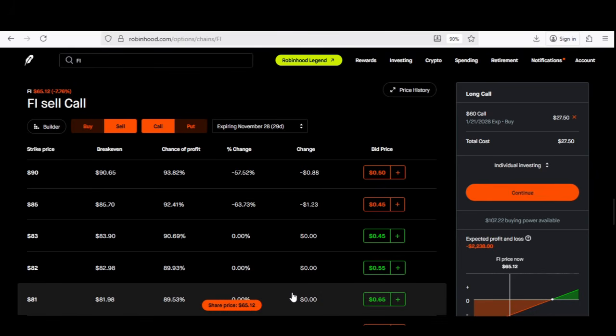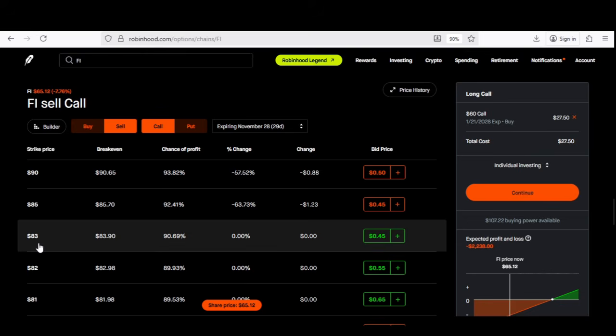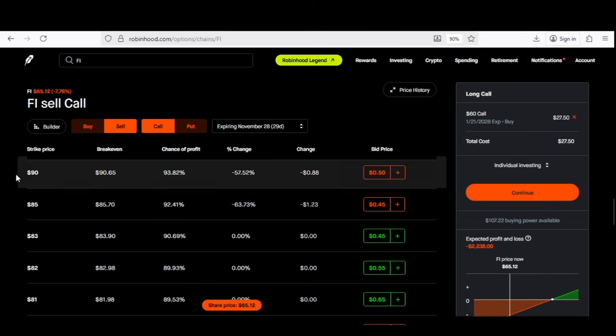Let's go ahead and we're going to choose this one right here, which is going to be the $90. Now, the reason why I'm going to go ahead and choose a $90 strike price instead of the $83 strike price is that I'm extremely conservative. So I'm going to give myself a lot more wiggle room. Now, with the $90 strike price, my chance of profit went up 3%. So it's now at 93%.